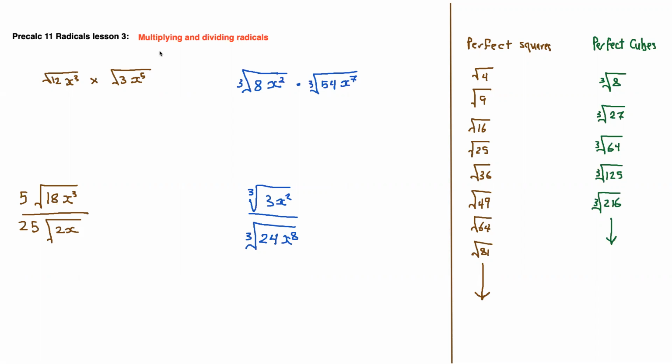Radicals lesson 3, multiplying and dividing radicals. So the first example is multiplying square roots.